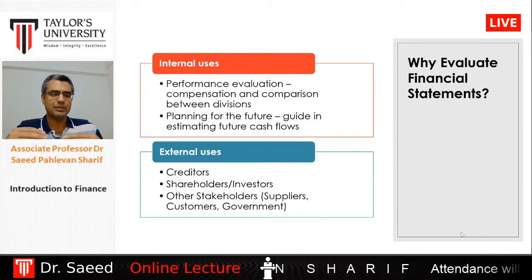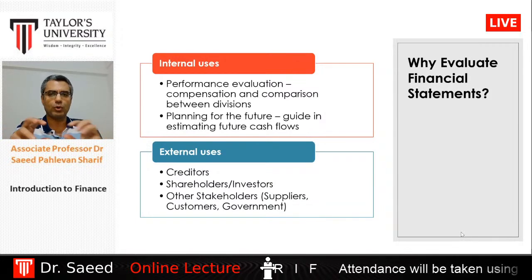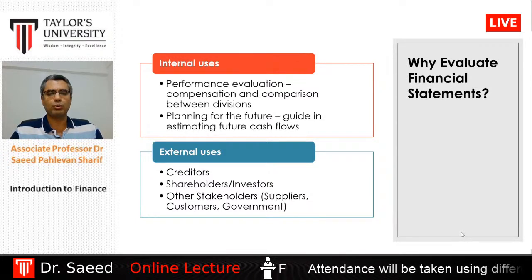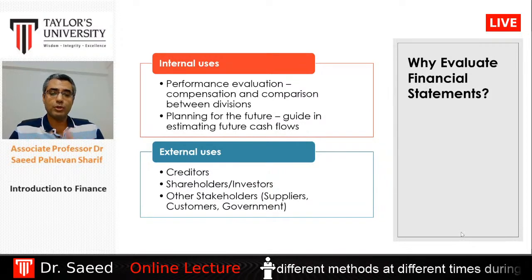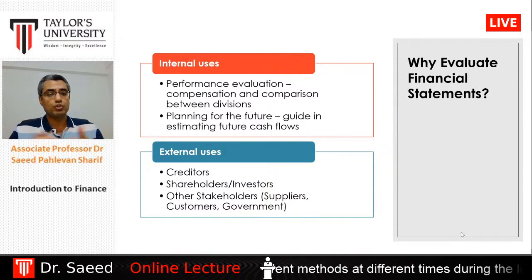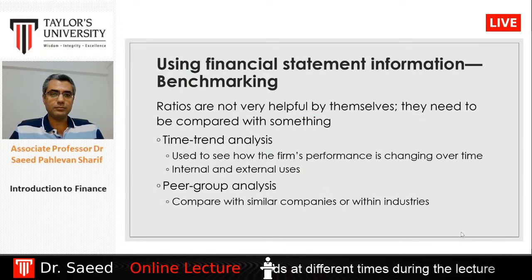And financial ratios may be used for both internal and external uses. Internal uses can be, for example, for performance evaluation. You want to compare the performance of different divisions or departments in the organization, so you may use these ratios. Or for planning for the future or improving different aspects of the company, these are internal uses of financial ratios. And for the external uses, it can be useful for creditors. It can be very useful for shareholders. Many investors are interested to know these ratios and compare different companies based on these ratios. Also, other stakeholders may use these ratios, for example, suppliers, customers, government.